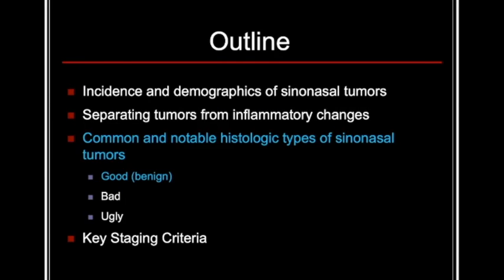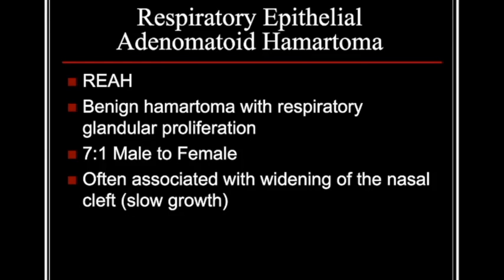So now we'll go on and talk about some common and notable histologic types of sinonasal tumors. We'll start with the good, or the benign tumors. The first of which is a relatively recently described entity, the respiratory epithelial adenomatoid hamartoma, quite a mouthful, or REAH as I like to call it. It's a benign hamartoma with respiratory glandular proliferation.